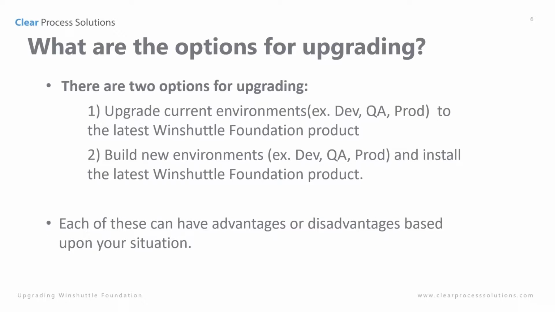All right. So, the first thing that we always ask is, there are two options for upgrading. The first option, of course, is you can upgrade your current environments: Dev, QA, Prod. You may not have all three of these, and you may even have a fourth. I'm not sure. But you'd be upgrading your current environments to the latest Foundation product. Or you can build out new environments, that would be the new Dev, QA, and Prod, and install the product right there.